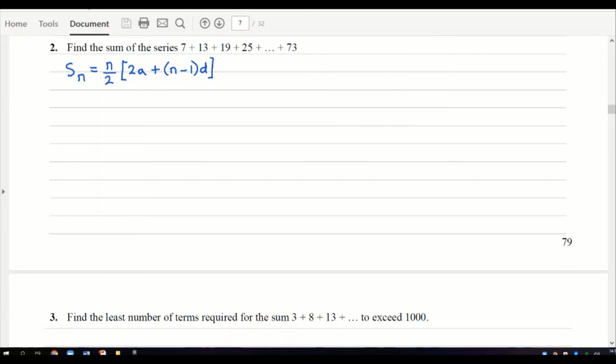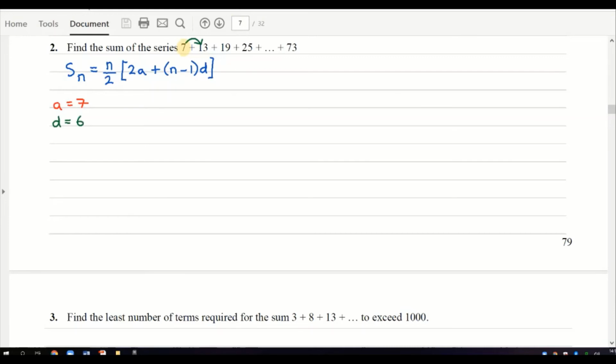Now, if you look at the information we've been presented with in the question, what can we actually deduce? Well, we can see the first term, no problem. There it is, it's 7. So I'm just going to write that down. The first term is 7, so that's a. Can we deduce the common difference? Yes, that's straightforward also. How do we get from 7 to 13? Of course, we add 6. So the common difference is 6.